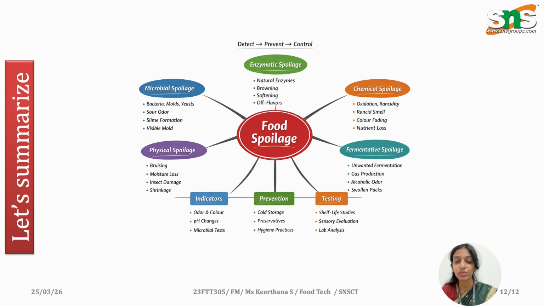And this is a summary or an outline of what we have discussed in this class. With this, I would like to conclude by saying that spoilage is not about food going bad, it's about understanding the science behind it, so that we can prevent losses, thereby ensuring the safety of a food product.